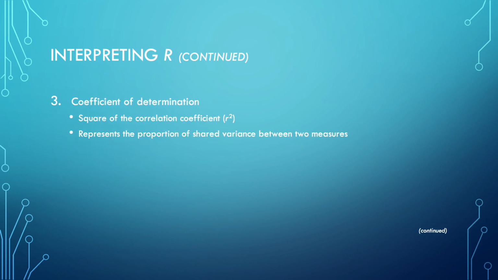Our third step when we're interpreting R is our coefficient of determination. So it's the square of the correlation coefficient. So R squared. So in our previous example, we had an R value of 0.89. If we squared that, we would get 0.79. So that R squared value represents the proportion of shared variance between two measures. What that means is the percent of variation in the Y that is accounted for by X.